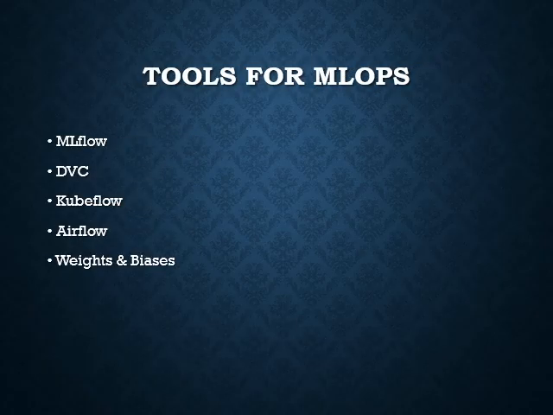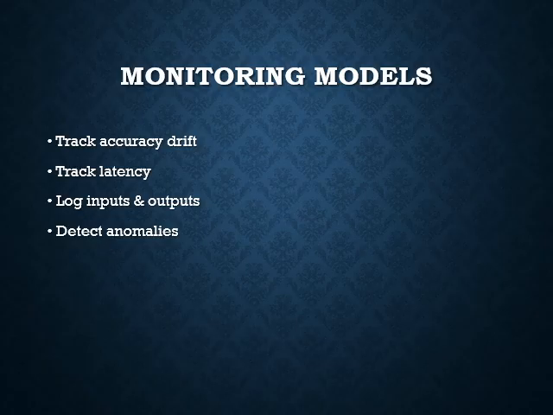Tools for MLOps. Some popular tools are MLflow for experiment tracking, DVC for data versioning, Kubeflow and Airflow for pipelines, and Weights and Biases for monitoring and visualization. These tools automate the ML lifecycle.